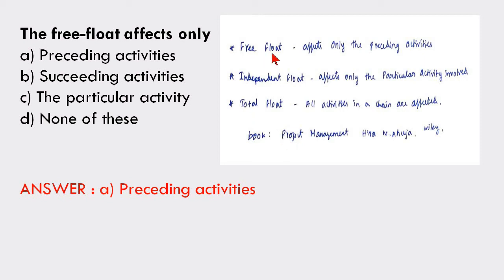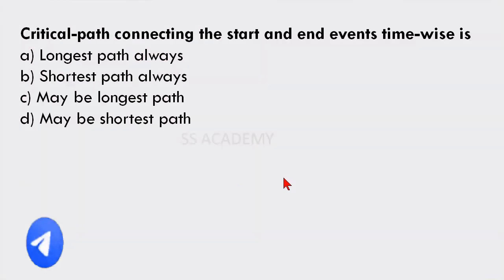So for free float, it affects only the preceding activities. Independent float affects only the particular activity involved. Total float affects all activities in a chain, okay. So here they have given the free float, okay. The free float affects only the preceding activities.